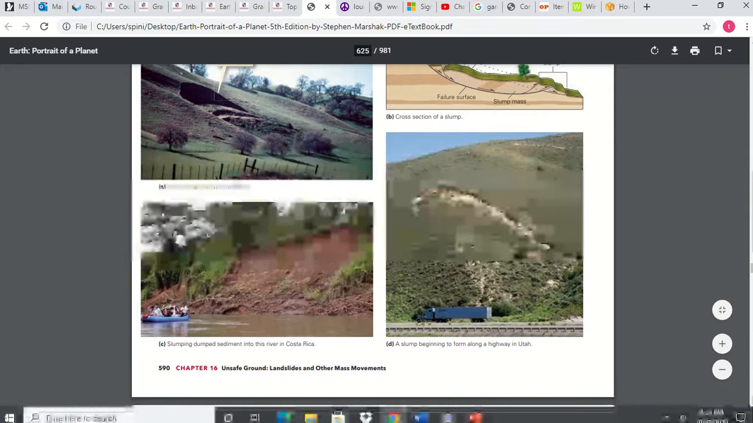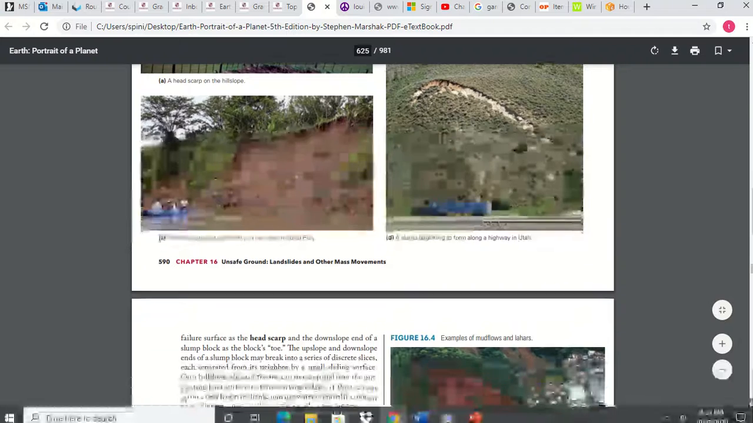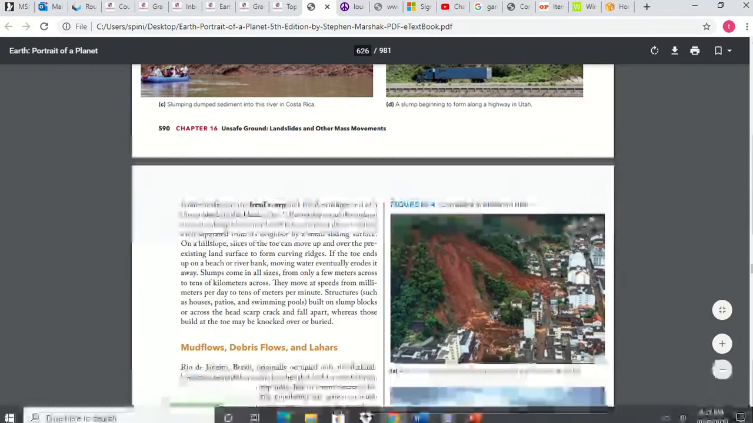A lot of times this is caused by water. We'll see that water causes quite a bit of this simply because water acts as a lubricant. So if you've got an area that's already kind of unstable and you get some water in there, especially a lot of water, you can break a big chunk of this off. Something that maybe didn't fall before will fall now.